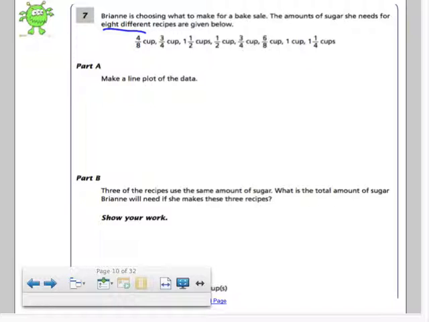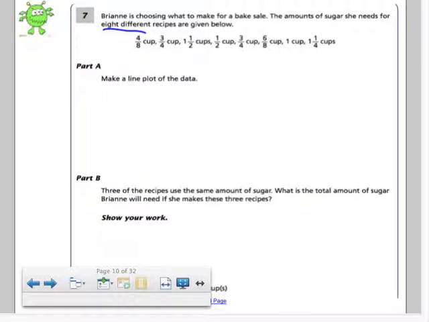All right, so we have 8 different recipes. We're not going to read that list just yet, but Haley Lopez, go ahead and read that direction by part A. Make a line plot of the data. Raise your hand if you know what a line plot is. That's our first problem. I'm counting 2.5 hands maybe.